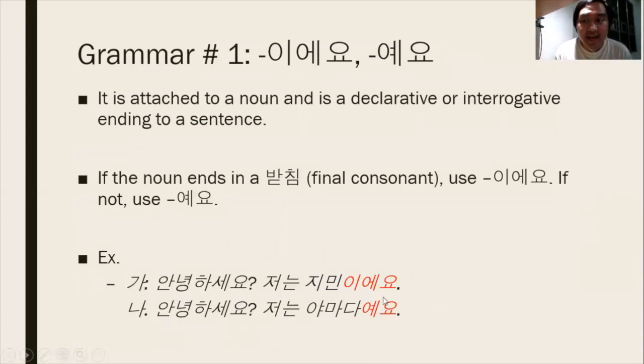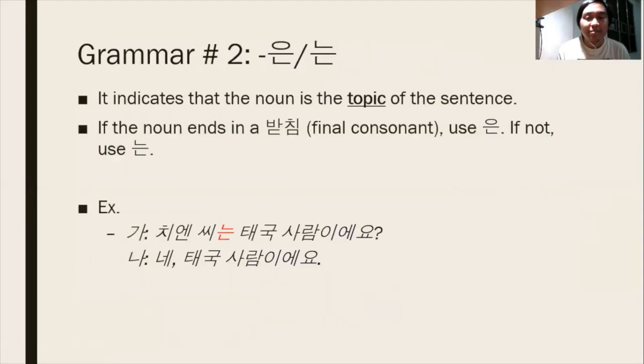안녕하세요. 저는 지민이에요. 안녕하세요. 저는 야마다예요. So in these sentences, you can see that 이에요 is attached to 지민. Why? Because the last letter of 지민, which is 민, ends in a 받침, which is 니은. So we attach 이에요 to it. In the second sentence, 예요 is attached to 야마다. Why? Because the last letter of 야마다, which is 다, does not end in a 받침. Therefore, we add 예요 to it.